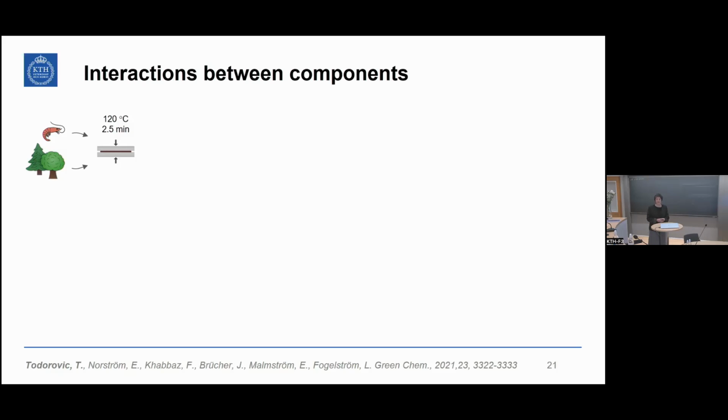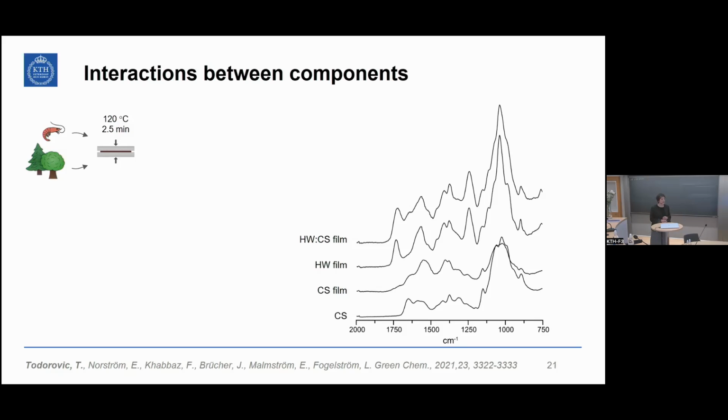We pressed them at 120 degrees for 2.5 minutes. And in this case, we could see the interactions between components, and because we have hemicellulose in the system, it can also be used as a model for hemicelluloses in wood. And in the FTIR spectra, here you can see FTIR of films prepared with hemicellulose, Chitosan, and their combination, and also the FTIR spectra of the Chitosan starting material, the powder of Chitosan before making films.